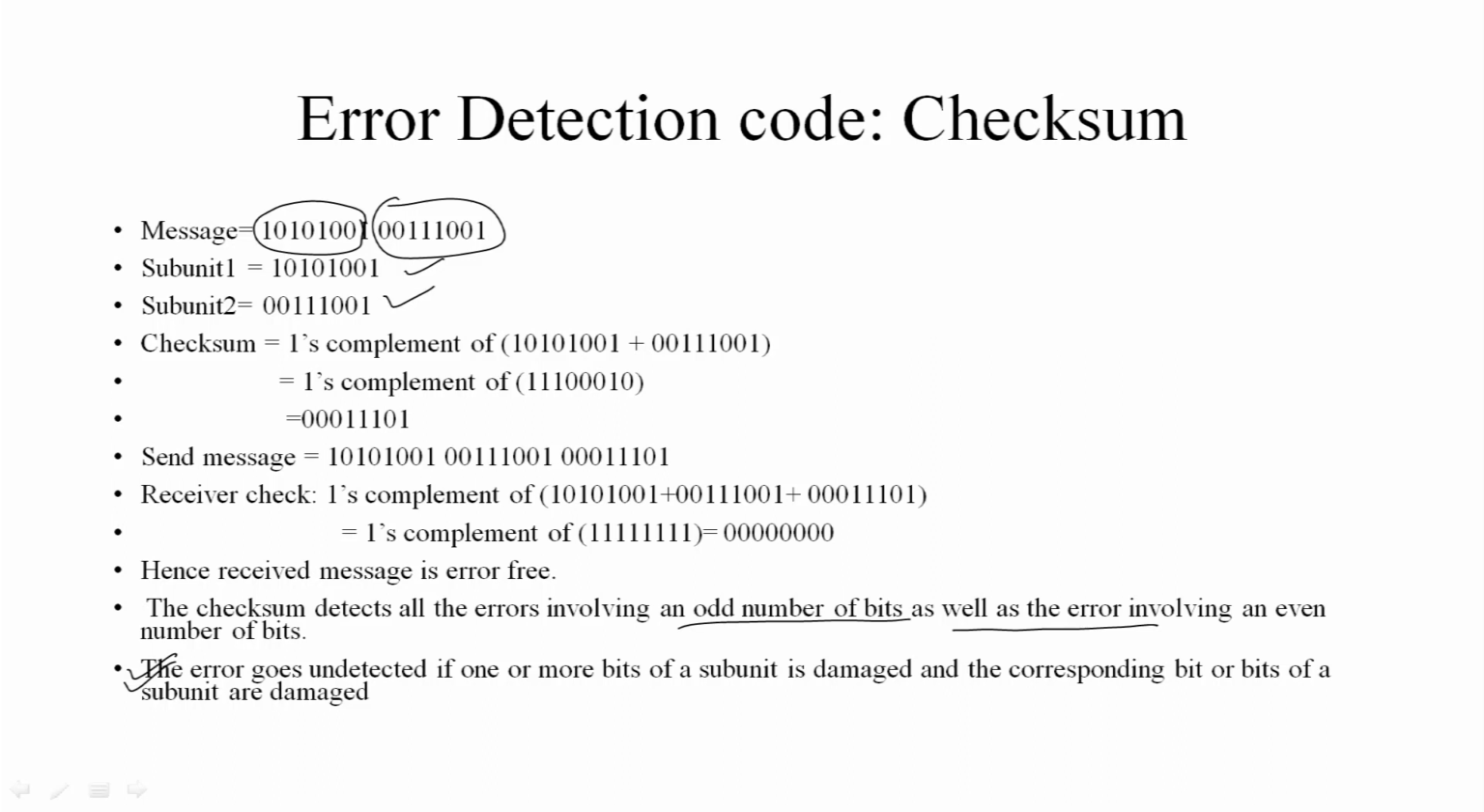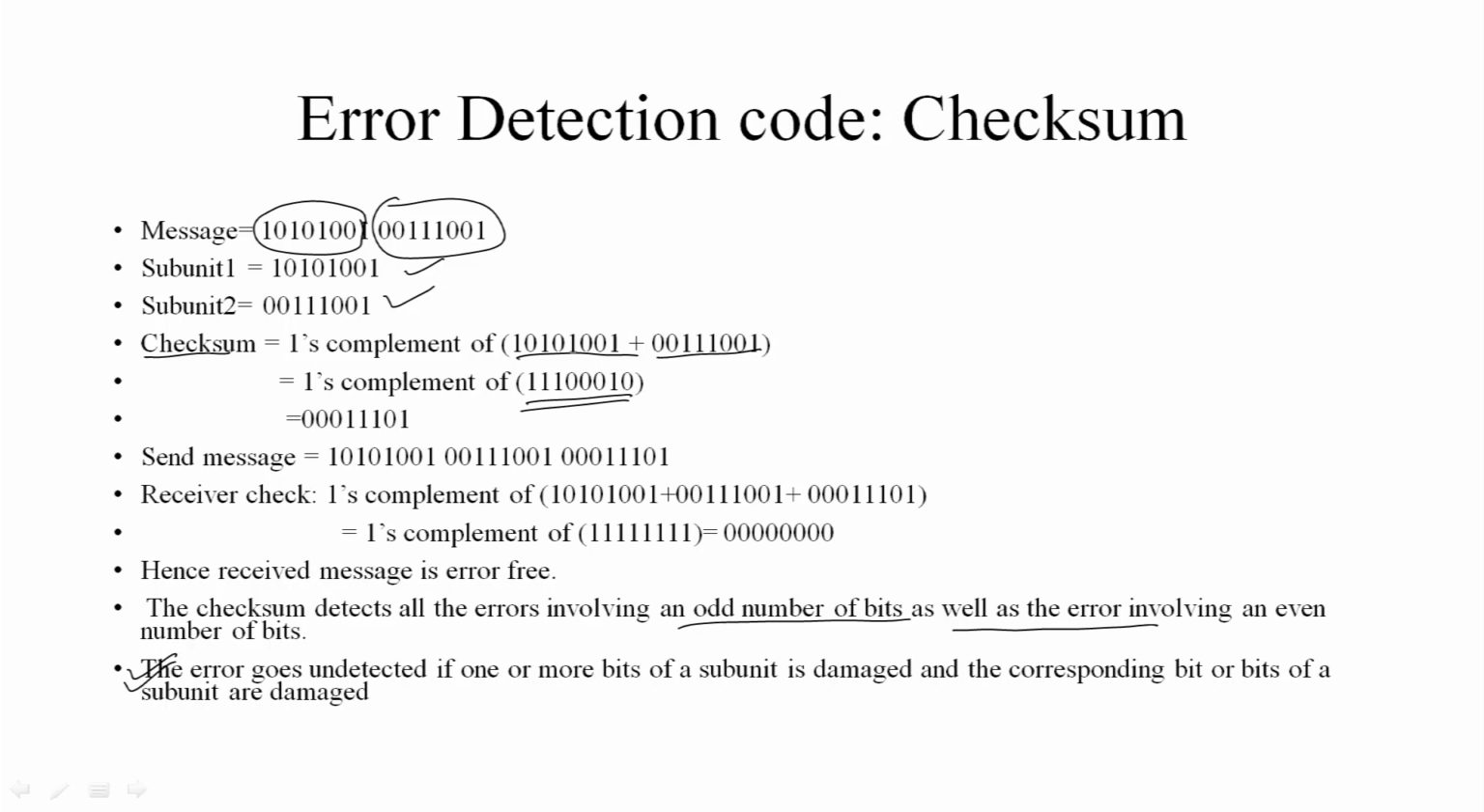Then what is the checksum? First we do the binary addition of both subunits of the message, subunit first plus subunit 2, and after adding both, we take the one's complement of it. When we perform the addition, this is the result, and then we take the ones complement of it. We know the formula for taking a ones complement: every 0 is replaced by 1 and every 1 is replaced by 0.